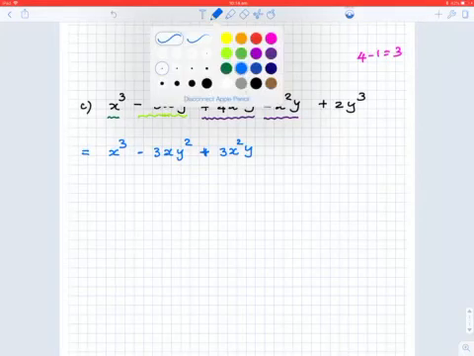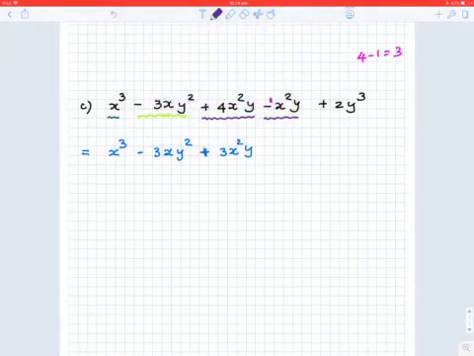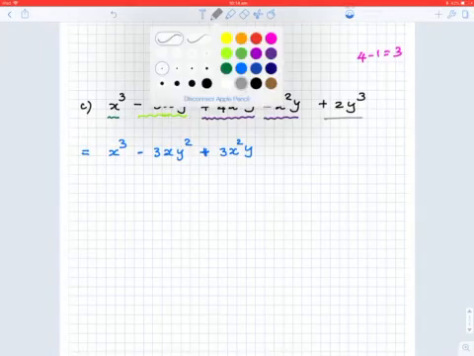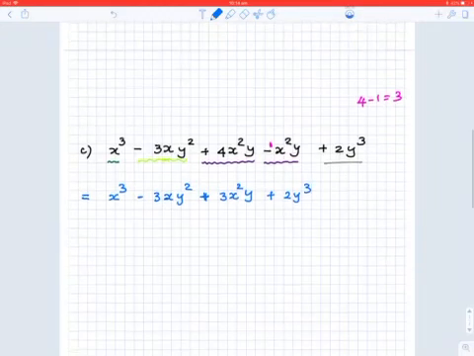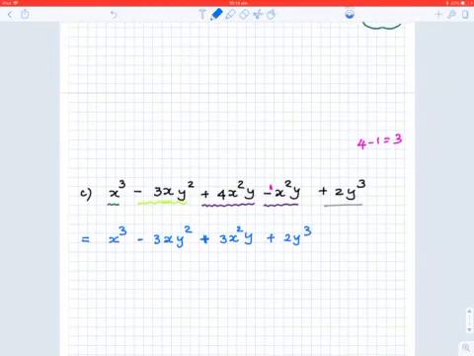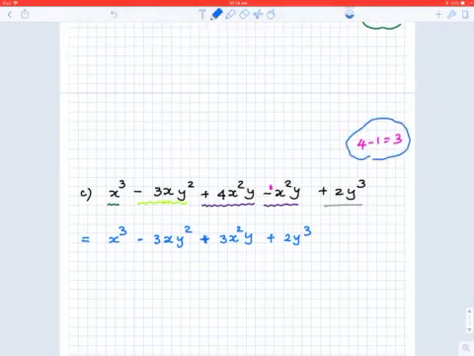And then for 2y cubed, I have nothing to group with, so I write it as it is. So it's plus 2y cubed. This is really important when you do 4 minus 3 and similar. When you do the numbers, you have to be very careful. 3 by itself is plus 3. So that's what you need to remember.